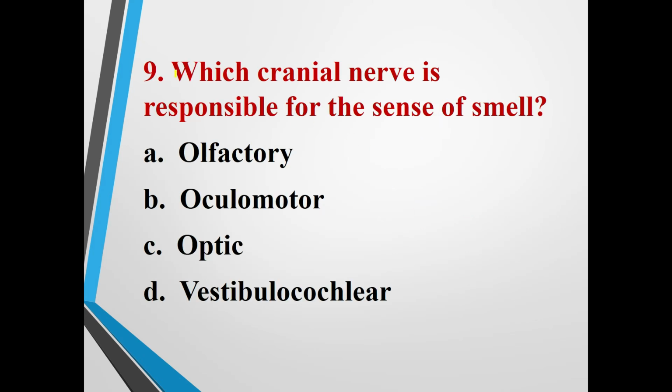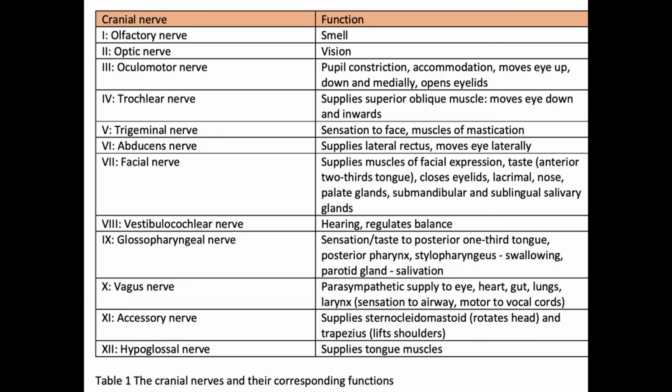Which cranial nerve is responsible for the sense of smell? Options: A. Olfactory, B. Oculomotor, C. Optic, D. Vestibulocochlear. So the answer is olfactory. The cranial nerve responsible for the sense of smell is the olfactory nerve. So the table contains cranial nerves and the functions related to them. Please go through this chart.